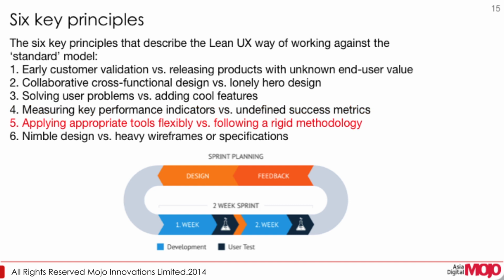The fifth one is applying appropriate tools flexibly instead of following a rigid methodology. And then the final one is nimble design instead of heavy wireframes or specifications. So we need to be very simple but specific. The whole Lean UX project is like a short and quick loop running, as the graphic underneath shows, as you see.